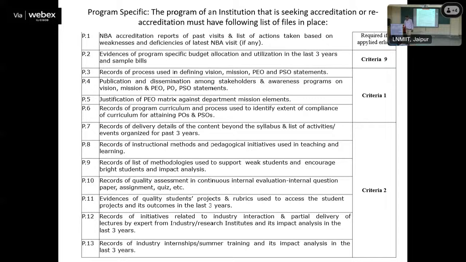Because CO attainment has to be done for every assessment method, but finally you have to assess the complete course in a 6 month period, right? The remedial action will be maybe in the summer term or maybe next year when the same course will come.